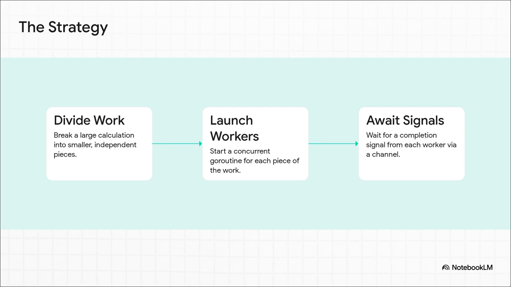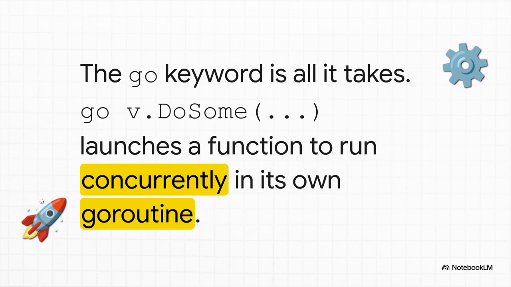That's it. And here's where the Go magic really kicks in. To launch one of these workers, all you do is type the word go in front of a function call. That's it. Boom. That function is now off and running on its own concurrently in what's called a Go routine. So we just loop through our data chunks and launch one for each.